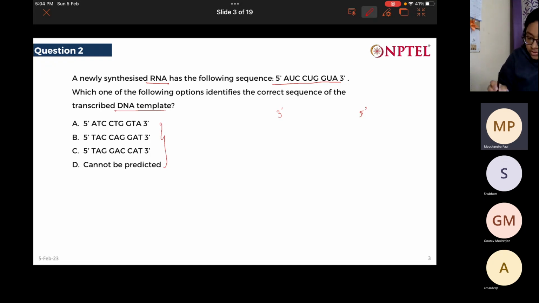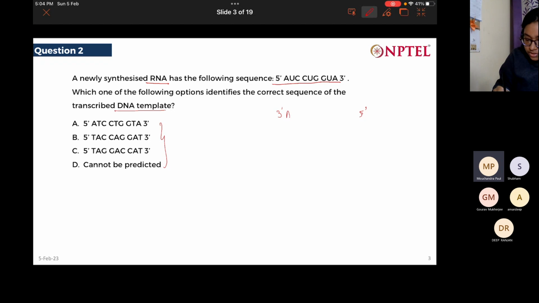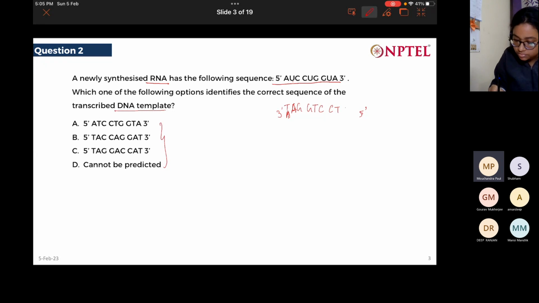Okay, so here in the DNA, the sequence will be this. T, right? Then in place of there will be A, G, G, T, C. Again, another person is joining. People are becoming late, no problem at all. Okay. And in place of A, there will be T. Correct?